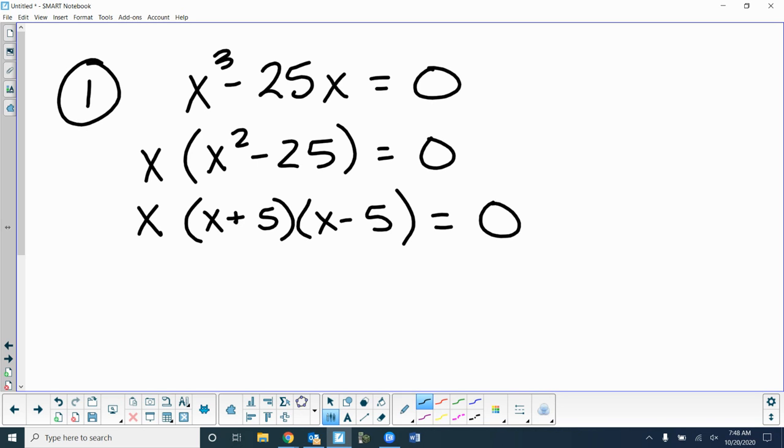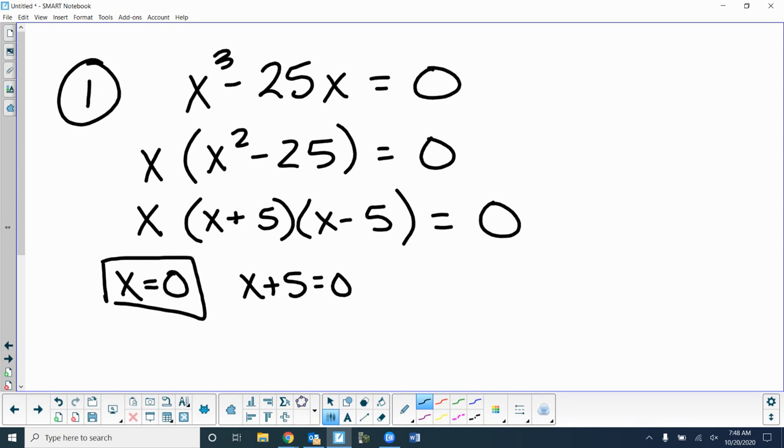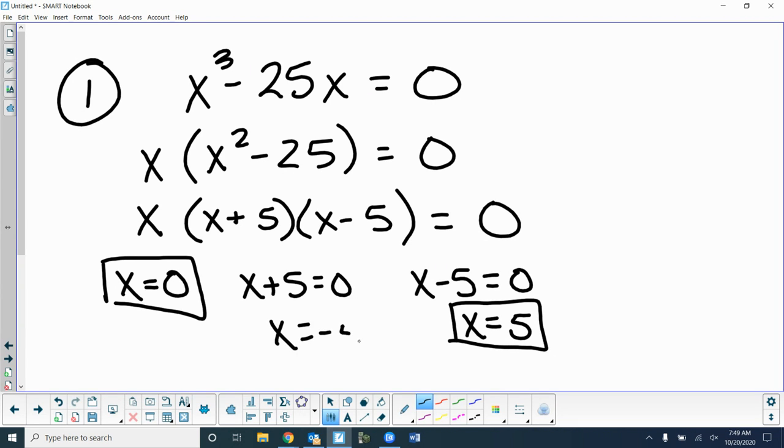Okay? And it has a degree of 3 in the beginning. It's x cubed, so there's 3 answers. So one of my answers is 0, because it's just that variable x. And then x plus 5 equals 0, and x minus 5 equals 0. So this is a 5, and this one is a negative 5. So there's our 3 answers.